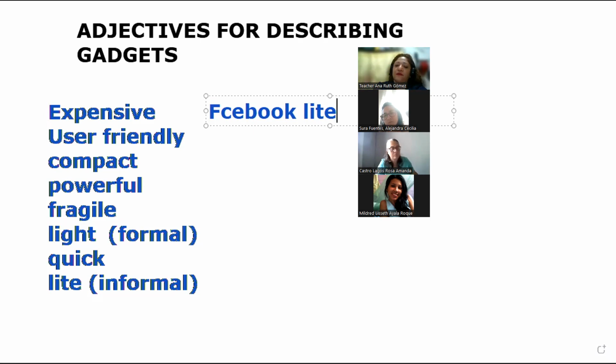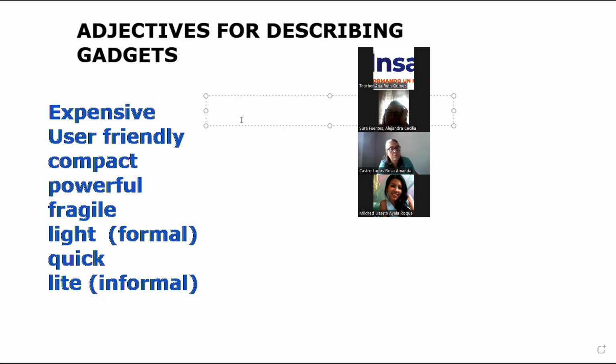And that's why a lot of people prefer using this. But both are correct. One is informal and the other one is formal. Yeah. What else? What else can you think about?